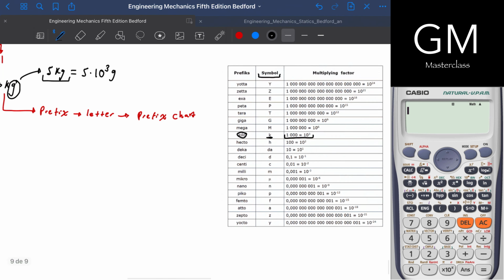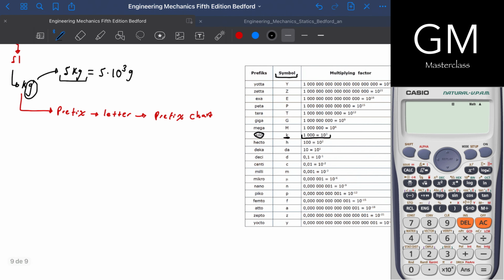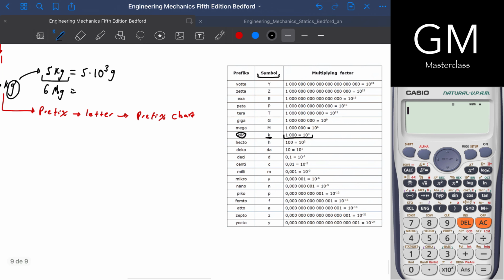Alright? So, for example, I don't have a kilogram, but I have a megagram. That is not that normal to say, because every single mass is given in kilograms, but it could also be given in megagrams. Then I have to find the symbol M, which means mega, and which means that I have to multiply the value by 10 to the 6th power. So the answer would be 6 times 10 to the 6th power grams.